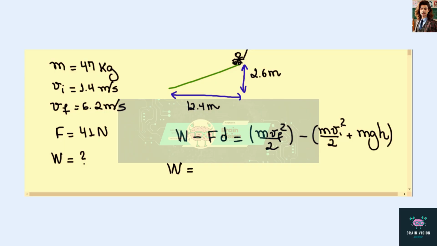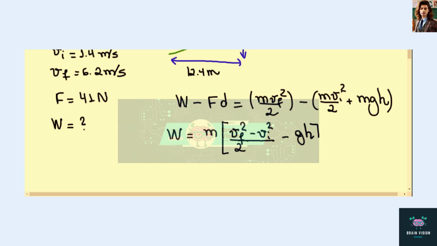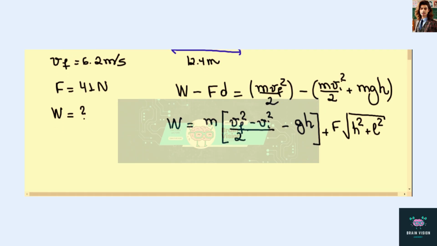So W is m times, vf squared minus vi squared over 2, minus gh, plus fd. So it's f times the square root of h squared plus l squared. L is the length. This is d.